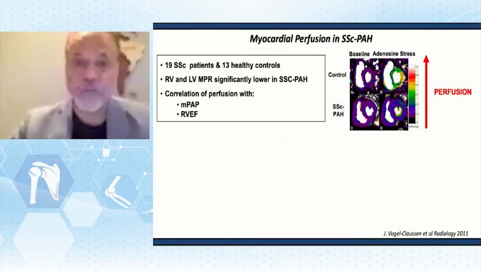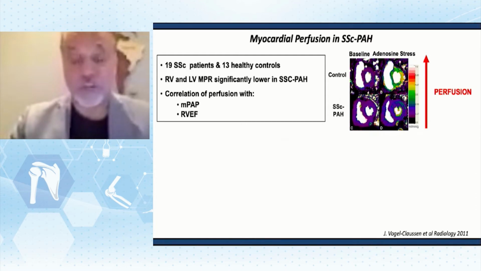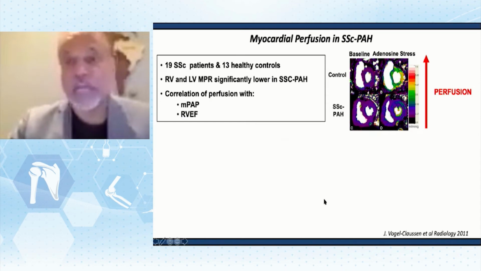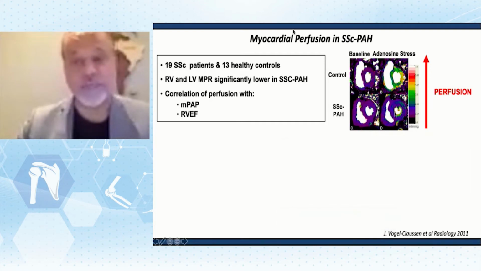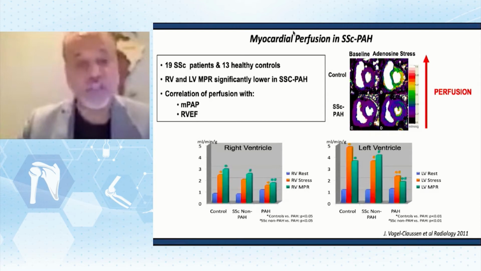And also, a different study tried to look at what happened to the myocardial perfusion in scleroderma patients compared to the control, those patients who have scleroderma without pulmonary hypertension. As you can see, at rest there was similar perfusion, but with exercise, normal scleroderma patients, when I say normal, they have no PH, have much better perfusion to the myocardium, while this is significantly blunted in the scleroderma PAH patient.